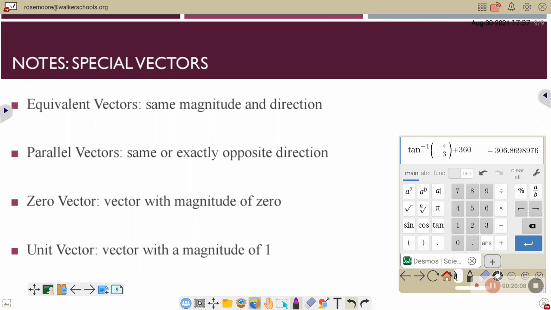Equivalent vectors are going to have the same magnitude and direction. Parallel vectors have the same or exactly opposite direction. A zero vector is a vector with a magnitude of 0, and a vector with a magnitude of 1 is a unit vector. And we'll go over these more tomorrow.